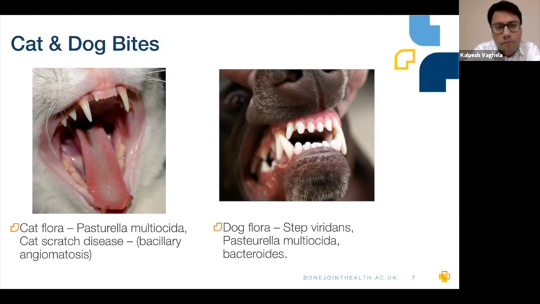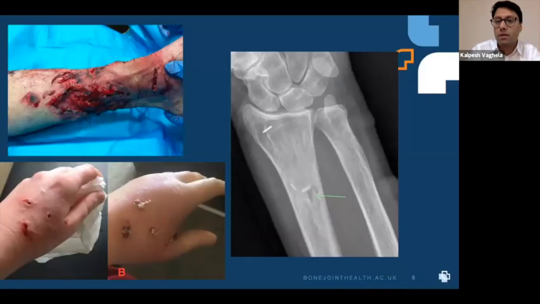And they have specific organisms such as Pasteurella, and also something called cat scratch disease, which is a bacillary angiomatosis. So in contrast to that, the dog teeth are quite blunt, and they can also kind of maul people. They not only bite, but they also tear tissue. So the zone of injury that you might get with a dog bite can be quite broad.